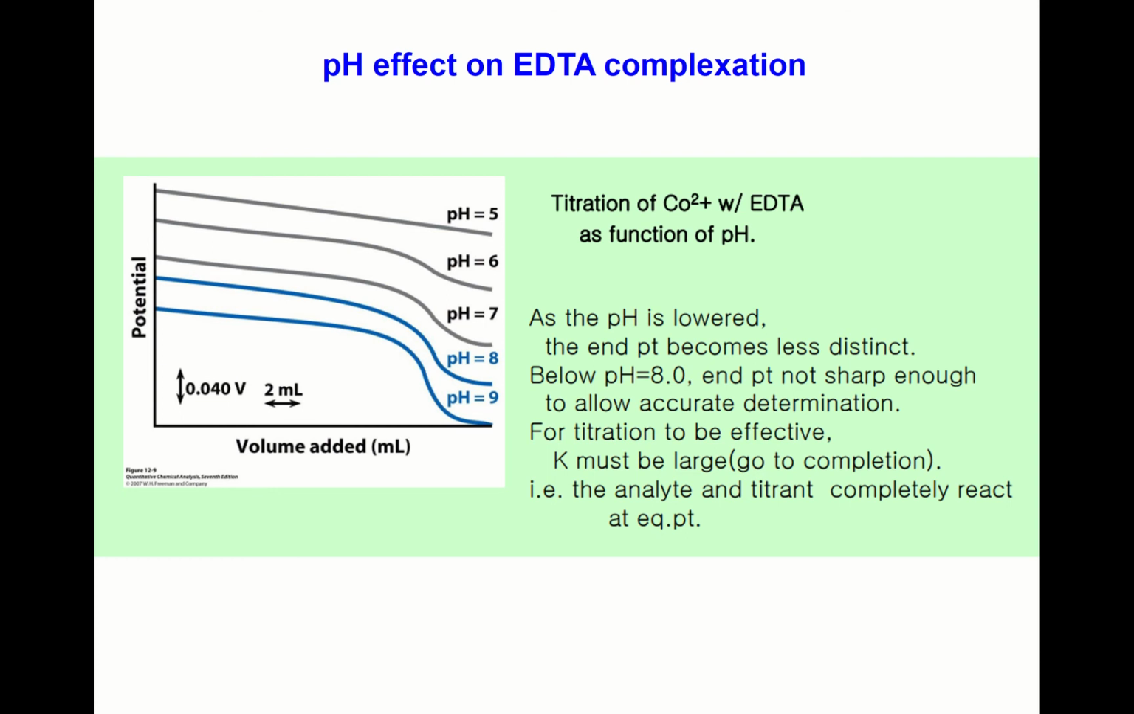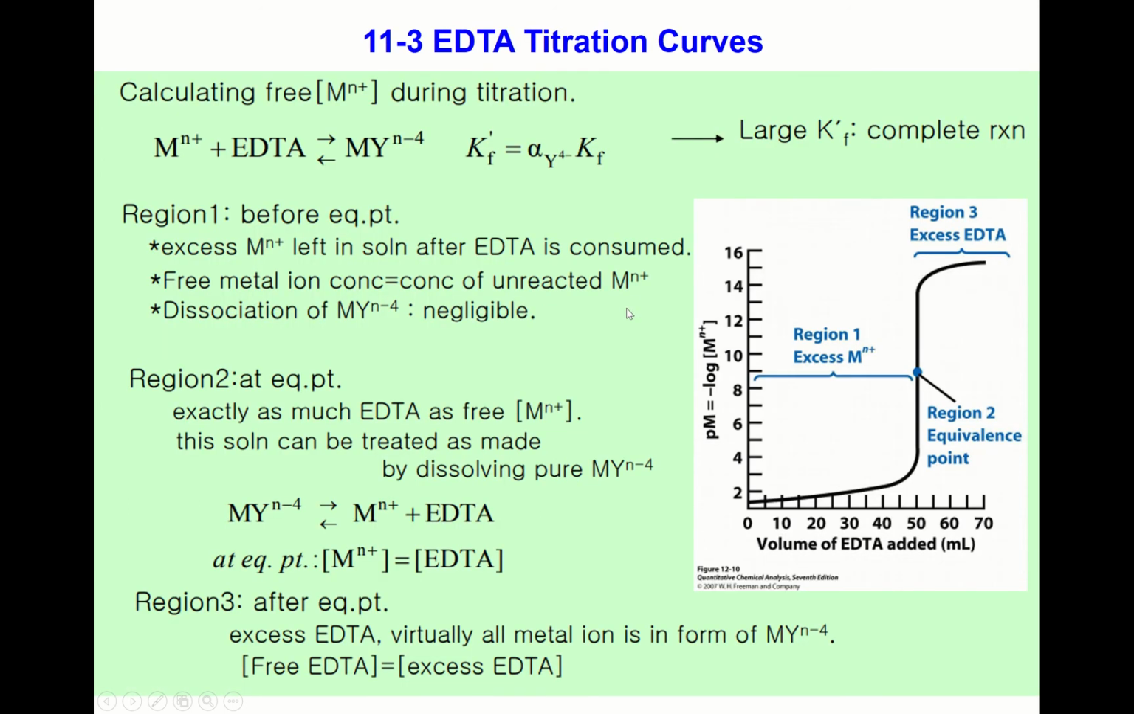Let's see in more detail the pH effect on EDTA complexation here. This figure shows it very well, depending on pH. This is a divalent cobalt titration with EDTA as a function of pH. As you see, at higher pH the result is the best, and as pH gets lower and lower, at pH 6 it is not easy to find the end point. At pH 5, it's almost impossible to find. Where is the end point? Okay, let's stop here.